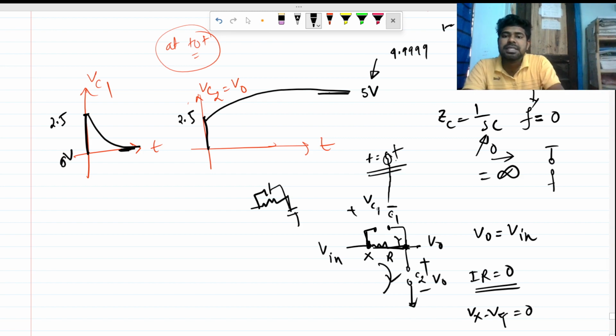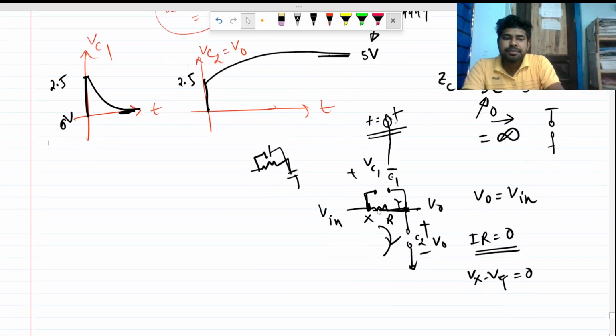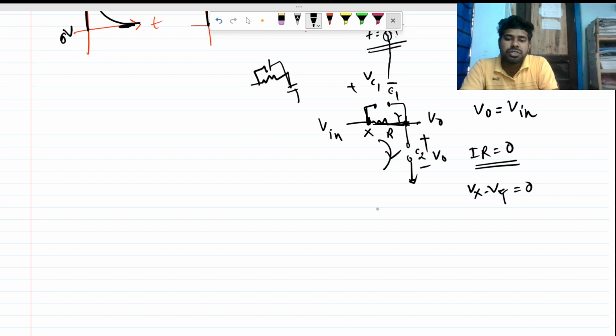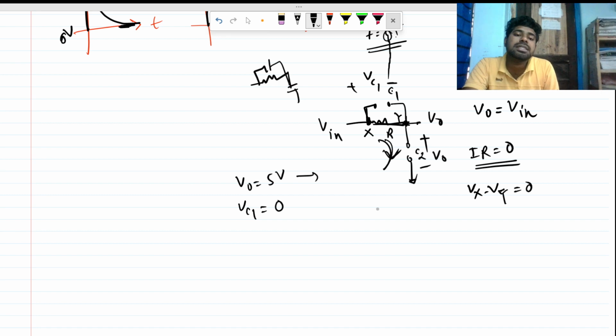So this circuit behaves like that. Okay. So at t equals 0, the V out will be 5 volt and VC1 will be 0 volt. This C2 capacitor is charging and this C1 is discharging. Okay. And the C2 will charge fully to 5 volt asymptotically at t equals infinity. Okay. So this is the insight.